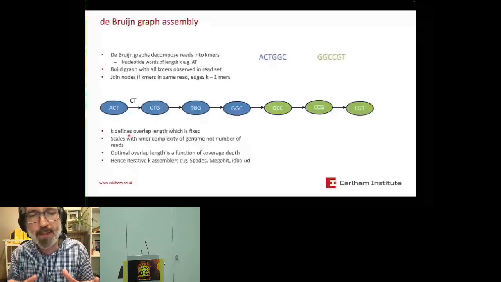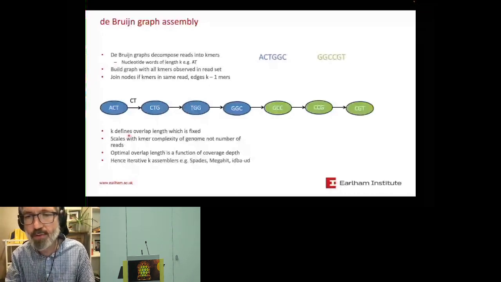So another big breakthrough in short read assembly was iterative k-assemblers, things like IDBA-UD, SPAdes, and the one we typically use now, MEGAHIT. These have the advantages of the best of all worlds in terms of those k-mer lengths. And then assembly just consists of processing those graphs.